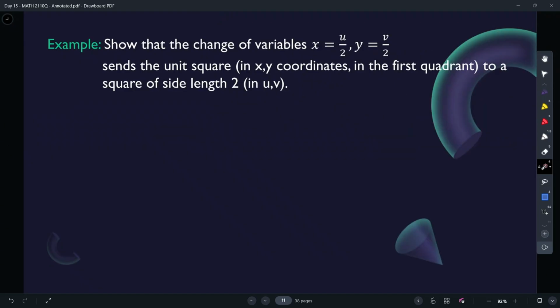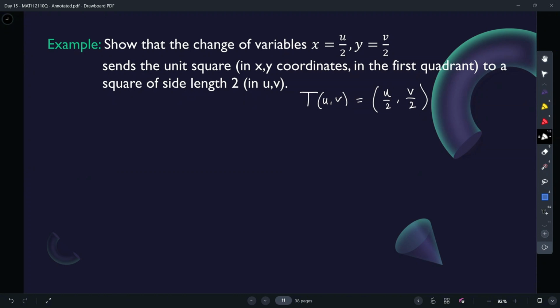So for example, I want to show that the change of variables, x is u over 2, y is v over 2, sends the unit square in the first quadrant to a square of side length 2. So first of all, what is the transformation that we're talking about here? This is giving me what x is in terms of u and v. So x is u divided by 2, and y is v divided by 2.